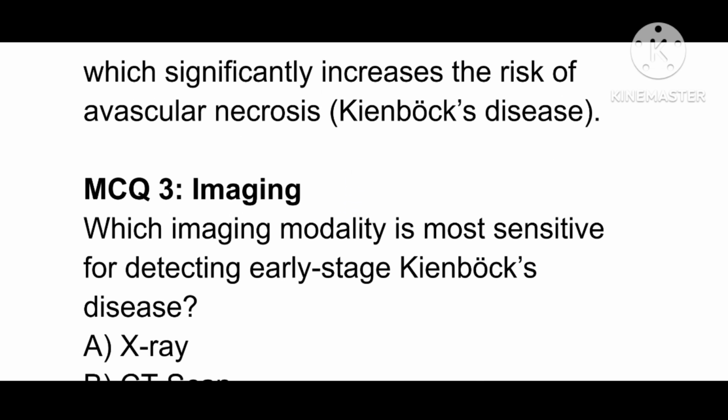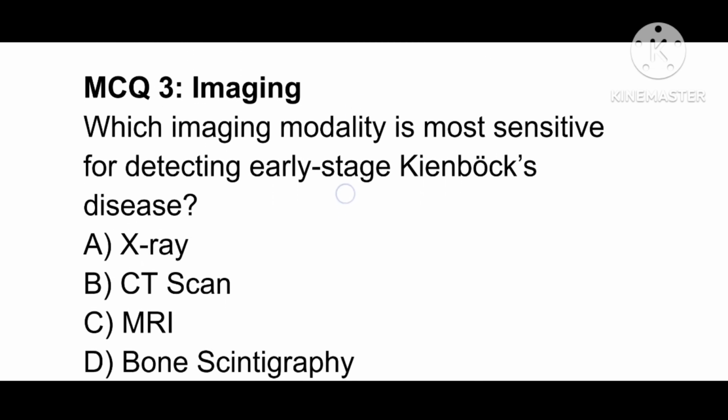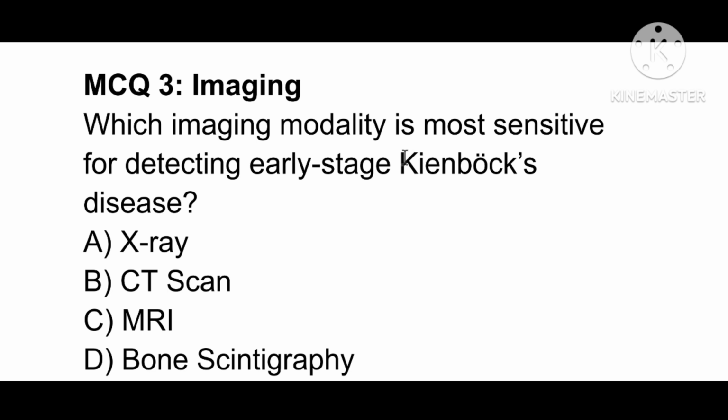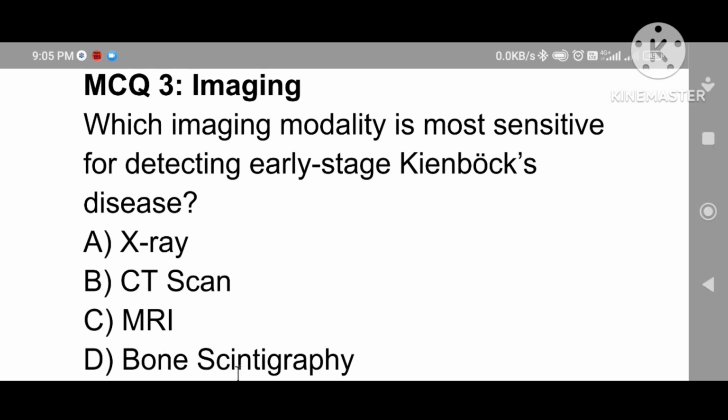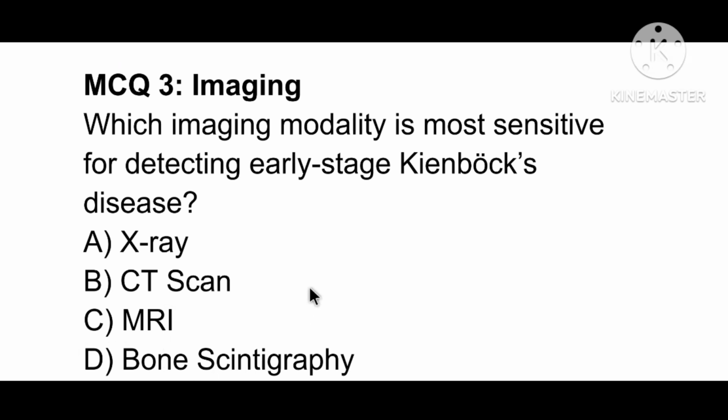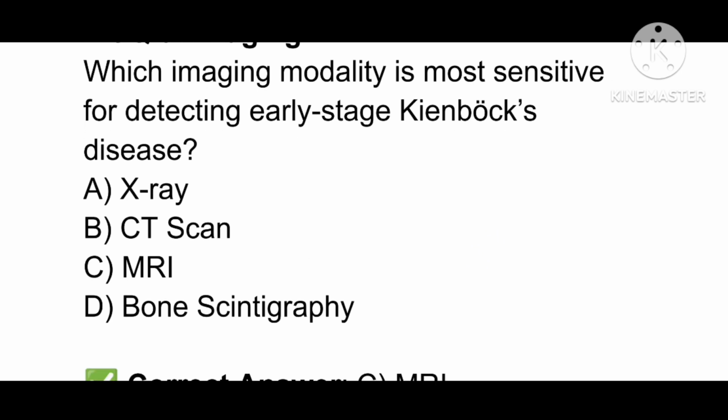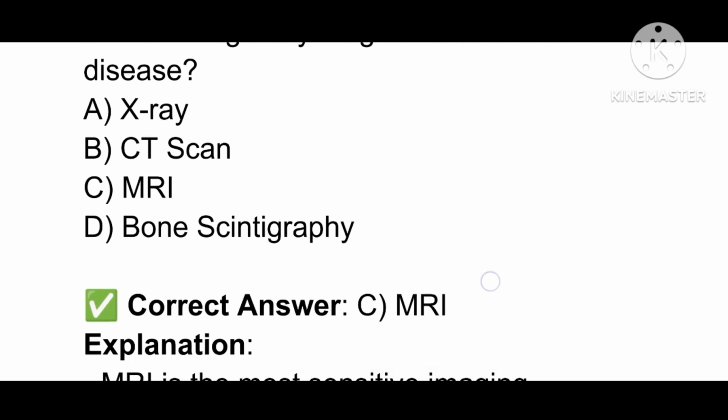Now question number 3 based on imaging. Which imaging modality is most sensitive for detecting early stage Kienbock disease? Option A. X-ray. Option B. CT scan. Option C. MRI. Option D. Bone scintigraphy. What is the answer? Answer is option C. MRI.